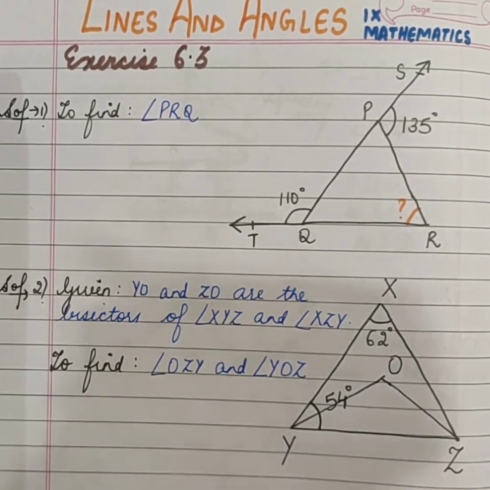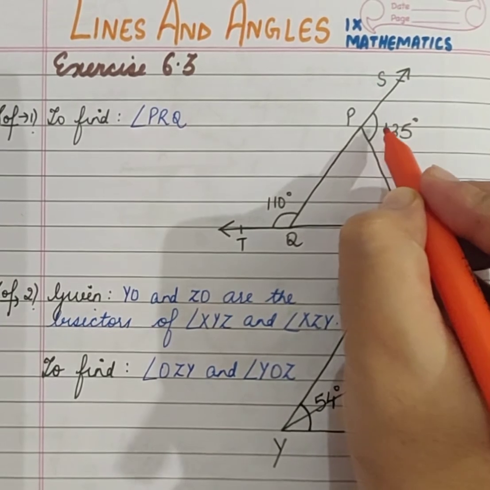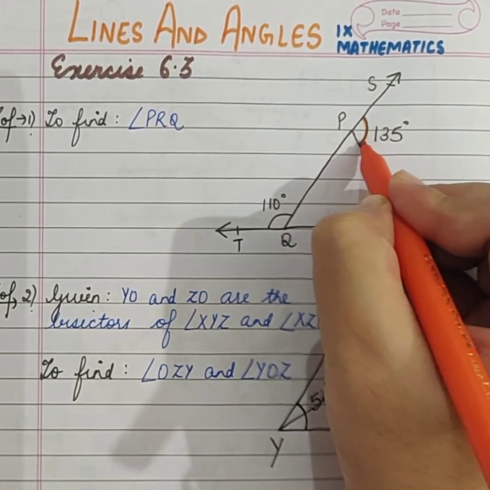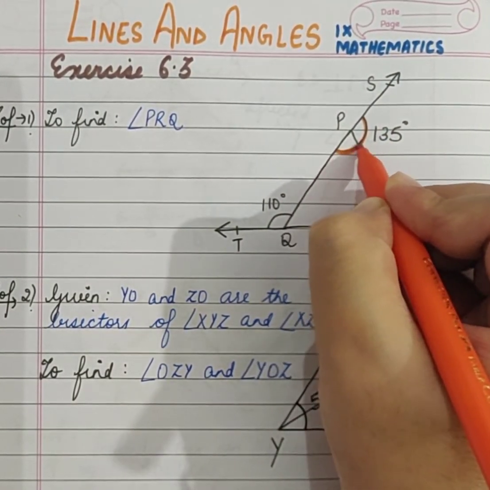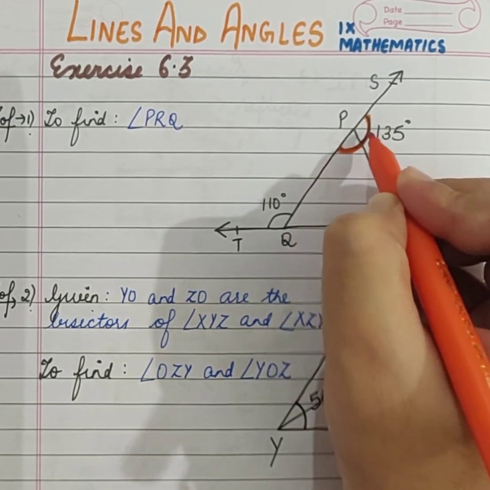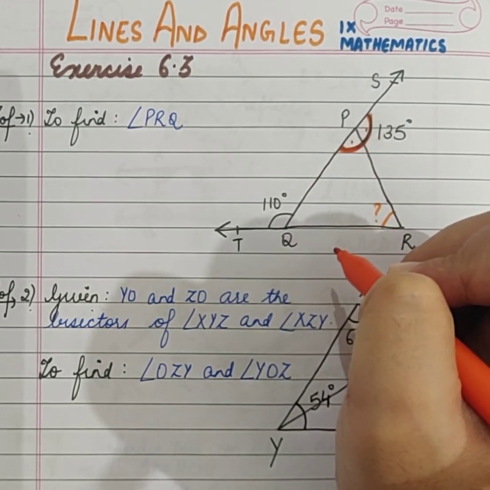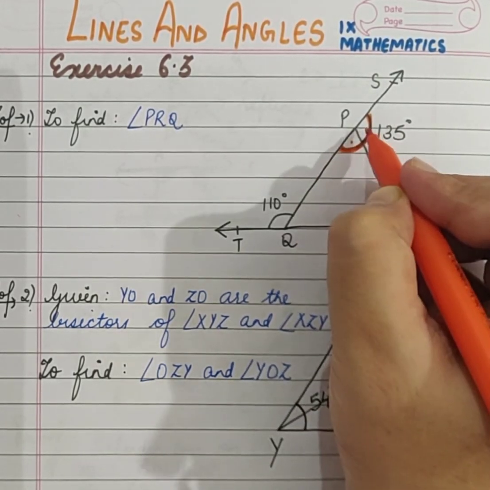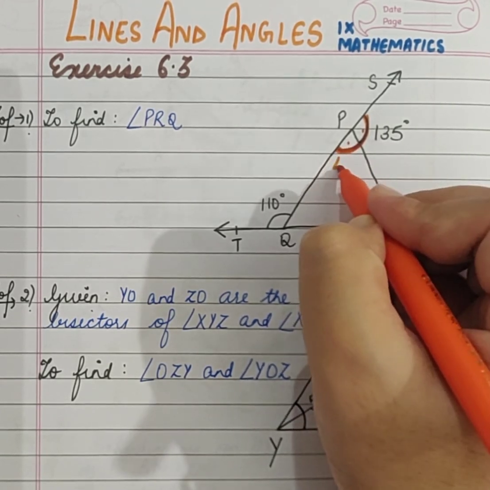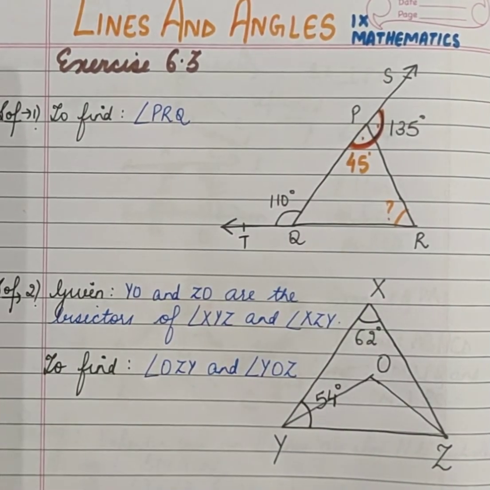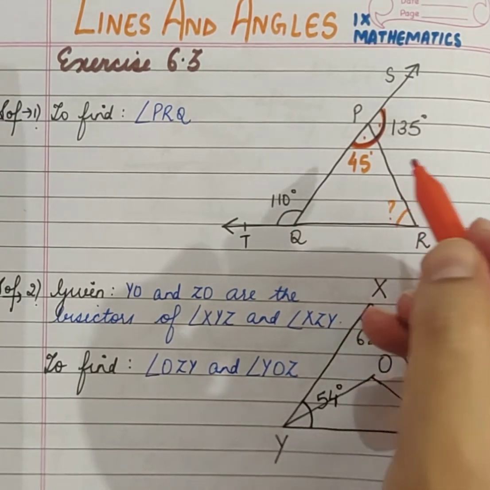Now see, there are different ways to do this question. If I consider this angle and this angle, it is forming a linear pair, so definitely the sum of these two angles would be 180 degrees. If this is 135, this will turn out to be 45 degrees.